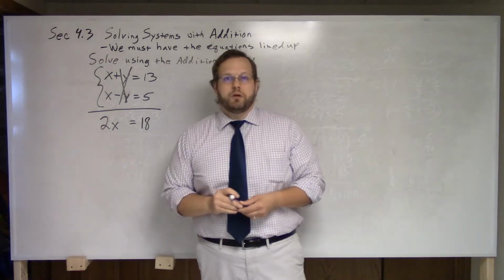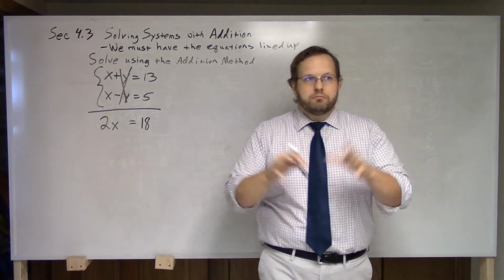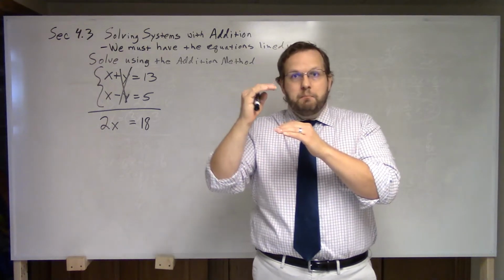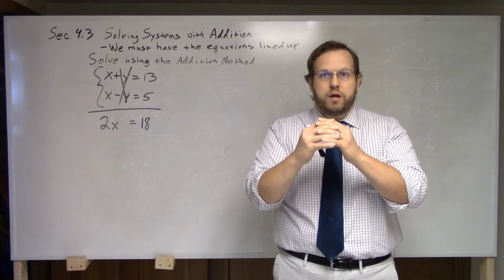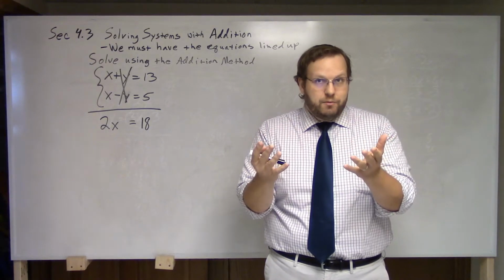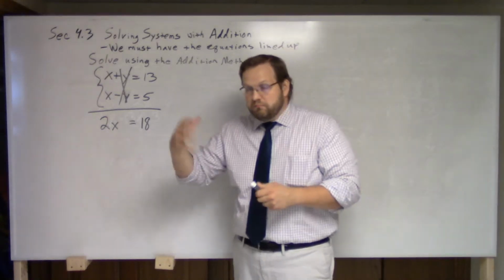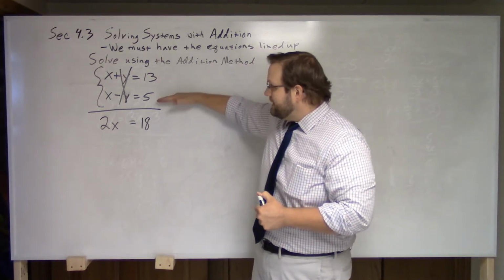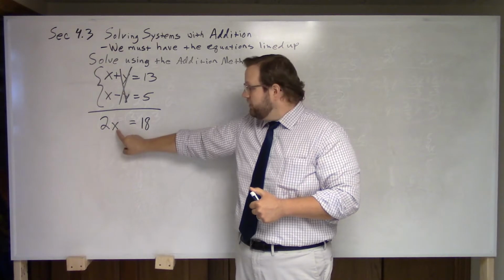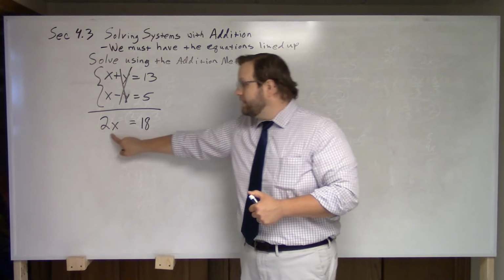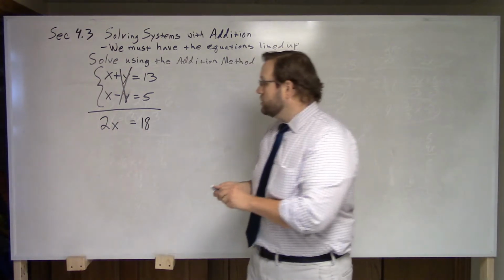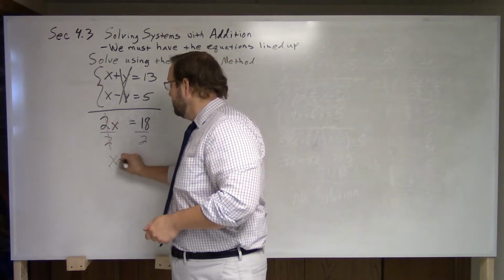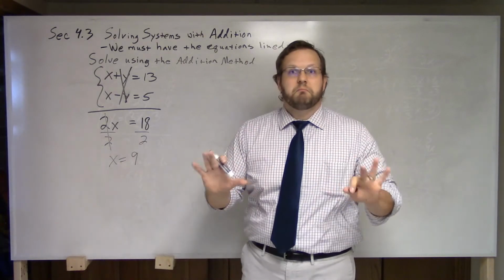Now look at what happened. When we did substitution, our goal was to take these two equations with two unknowns and mesh them together so we have one equation with one unknown. That's exactly what happened here. We used a different methodology for that, but we combine these to get a new equation with a single variable. And look at how nice and short that equation is. So I'm going to divide by 2. X equals 9. Good to go.